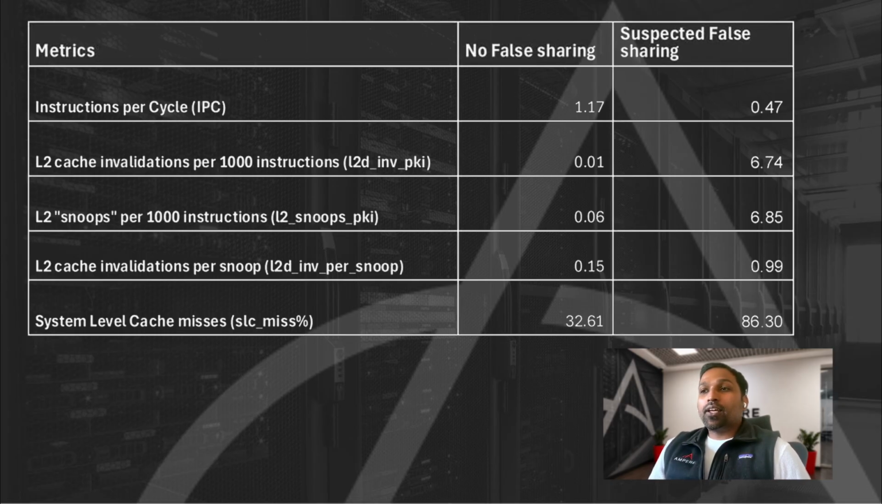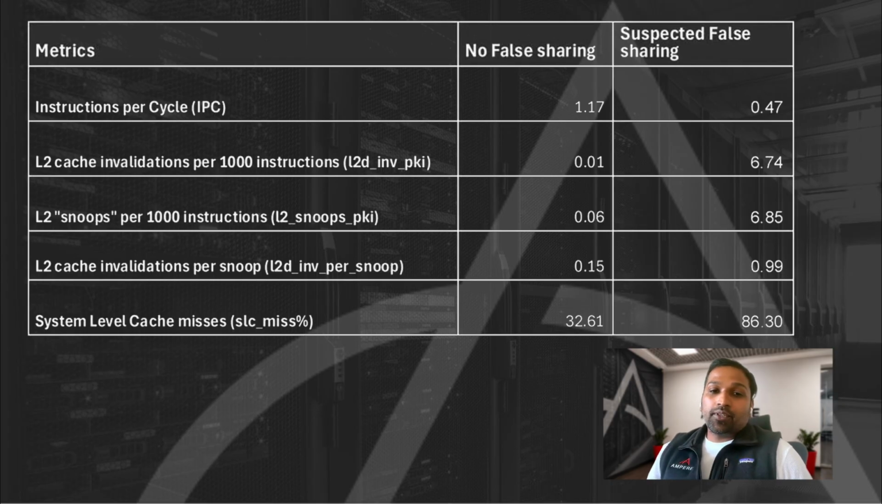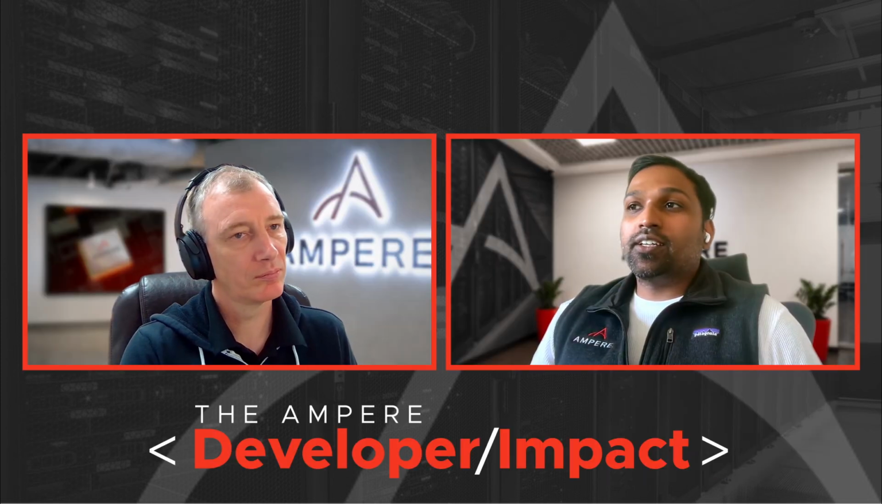Cohesively, we also want to look at SLC misses. That's something we want to look at when we look at the overall picture. IPC dropping, you have these coherence related PMUs that we want to look at. We also want to look at how much of your last level cache misses are happening, and if it has shot up, then definitely it's a signal that there is false sharing going on within your system.